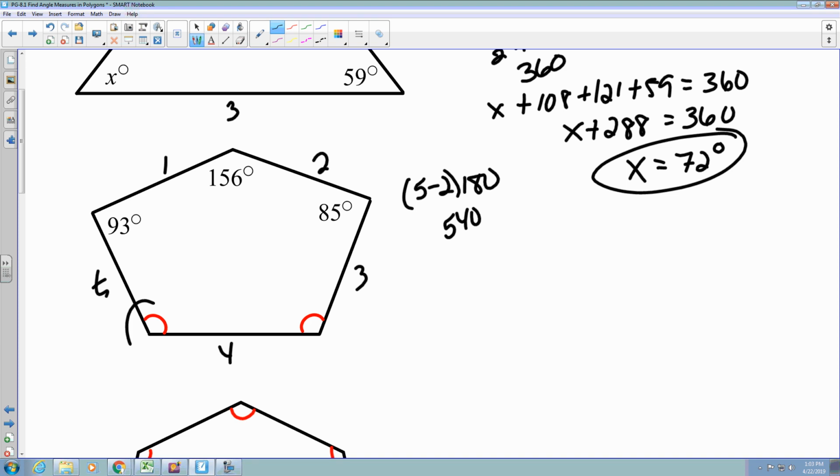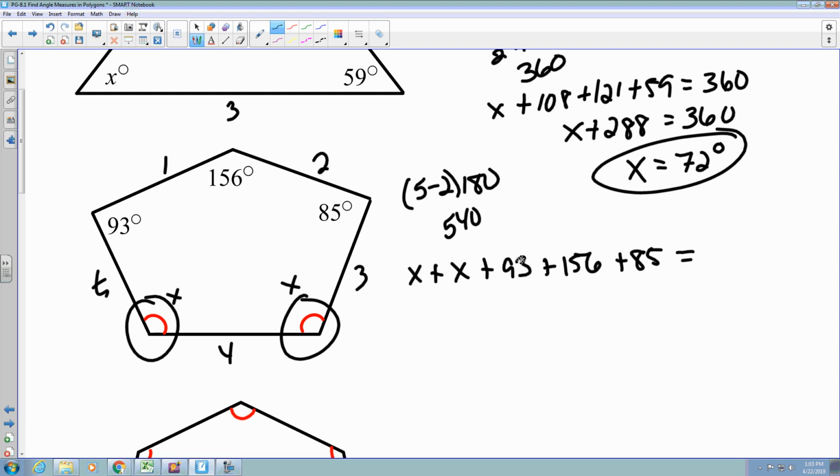So what we have here is two unknowns, but with the markings, they're telling us whatever that is, they're the same. So I'm just gonna use a variable like x to say, okay, so those are my two values for the degrees. So I can say it's x plus 93 plus 156 plus 85 is going to equal 540.